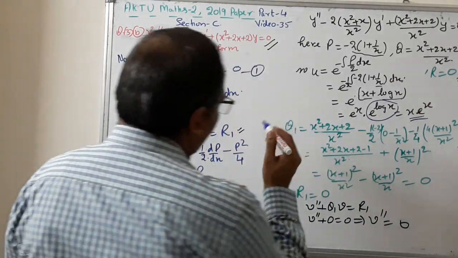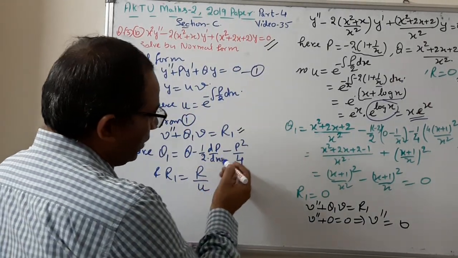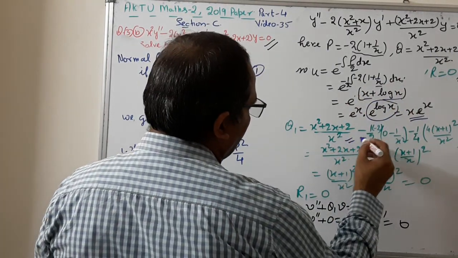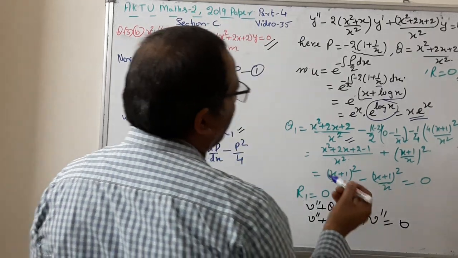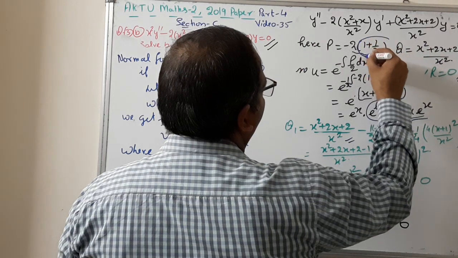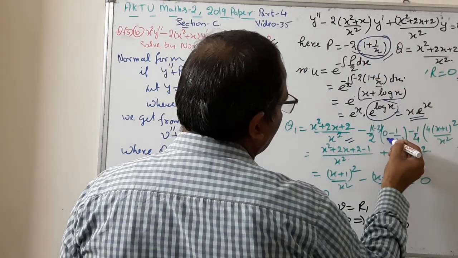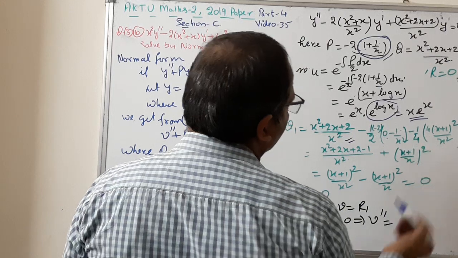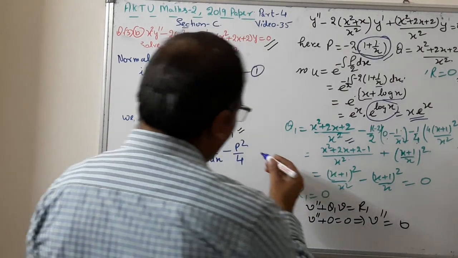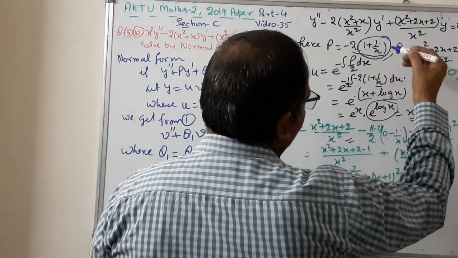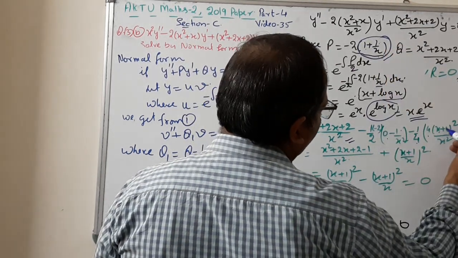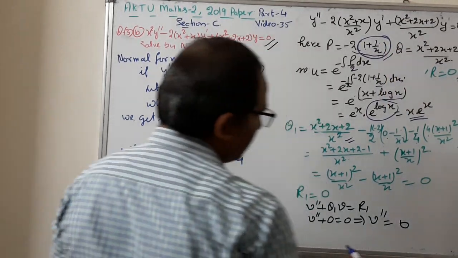Now find out the value of q1. The formula of q1 is q minus 1 by 2 dp upon dx minus p square upon 4. So q is this one, x square plus 2x plus 2 upon x square, minus 1 upon 2 dp upon dx. So p is equal to this one, by taking minus 2 common, and differentiation of this function. The differentiation of 1 is 0 and of 1 upon x is minus 1 upon x square, and the formula is minus 1 upon 4 p square. The value of p square is minus 2 square is 4, and this is x plus 1 upon x. So we can write x plus 1 whole square upon x square, right?